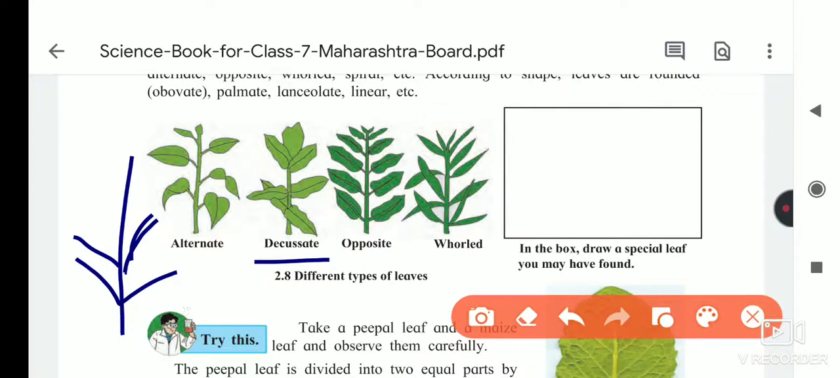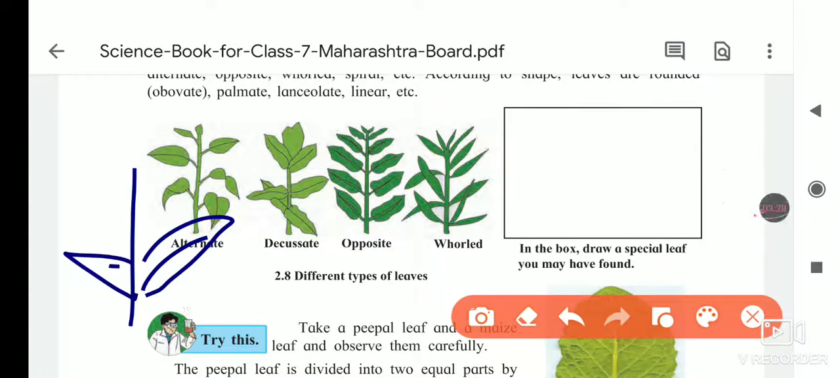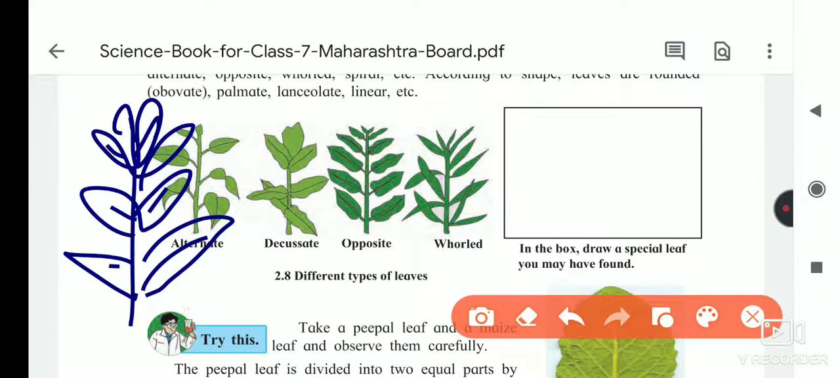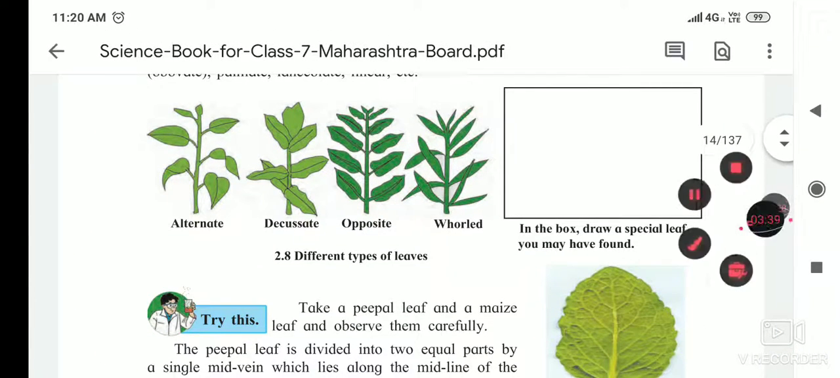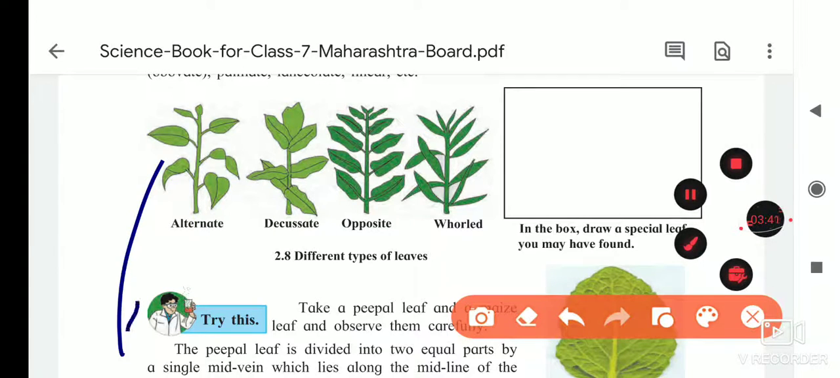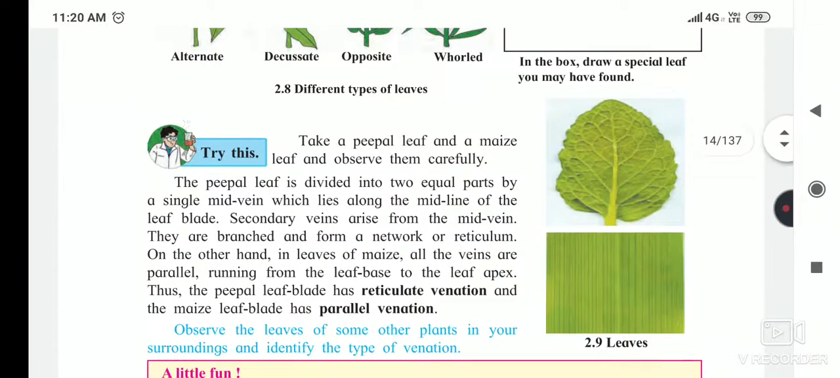Opposite means suppose this is the stem, this is the mid, and one leaf grows here and one here, so at a time two leaves grow. This is called opposite leaves. And whorl means circular. If this is part of a stem, leaves grow in a circle, once here, once here, once here. This is called whorled leaves.